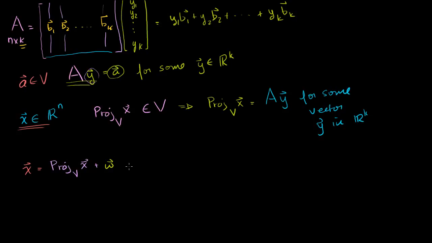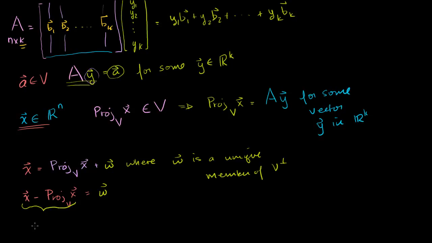Plus W, where W is a unique member of the orthogonal complement of V. Or you could say it this way. If you subtract the projection of x onto V from both sides, you get x minus the projection of x onto V is equal to W. Or another way to say it is that this guy right here is going to be a member of the orthogonal complement of V, right? Because this is the same thing as W.